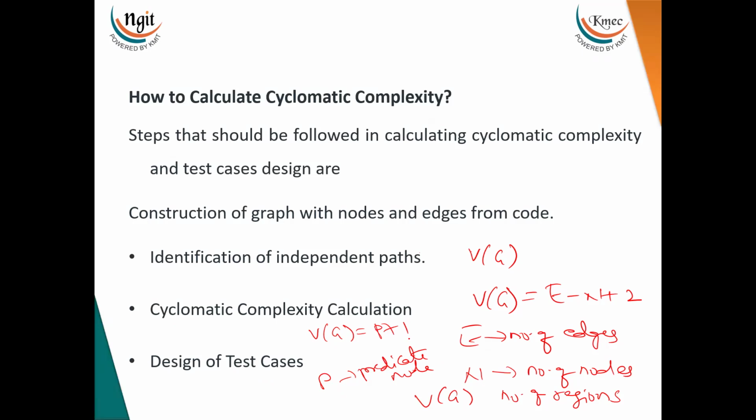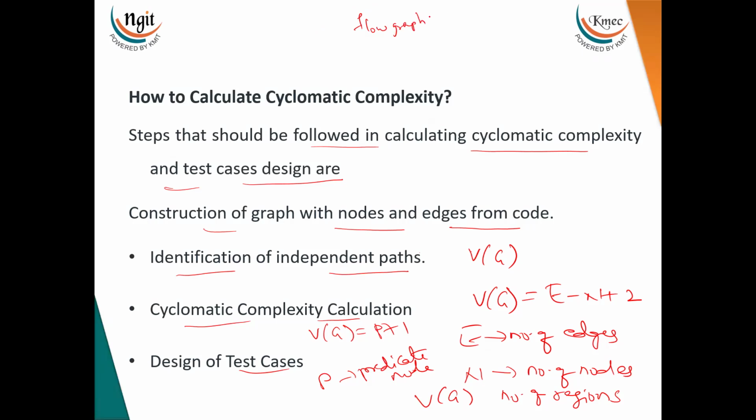Clear? So let us say, for example, let us calculate for 1. Before that, the steps that should be followed in calculating cyclomatic complexity and test case design are: construction of a graph with nodes and edges from the code, identification of independent paths, cyclomatic complexity calculation, and design of test cases. Okay, this is how it happens. Let us say, for example, let's take a flow graph.